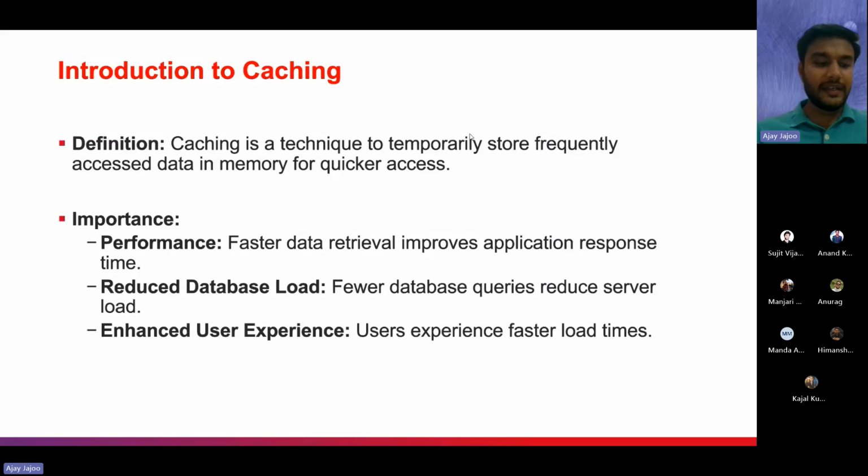What is it? Caching is a technique to temporarily store frequently accessed data in memory for quicker access. As we know, in our projects, whether it is a Web API project or an MVC project, we make database calls, right? Why do we make database calls? To retrieve some kind of data, maybe some employee data, some consumer data. What if, for the frequent data we are calling the database for, we store it in cache?